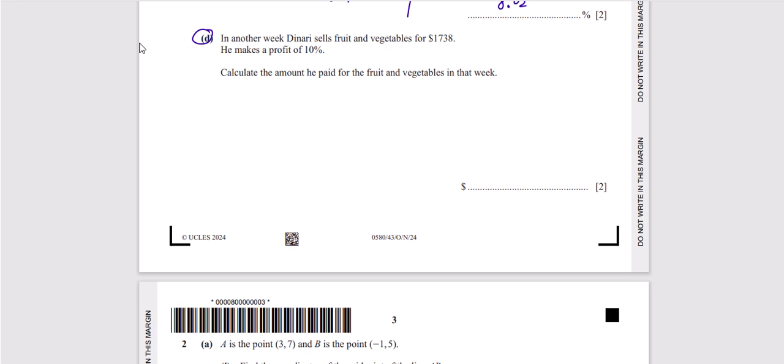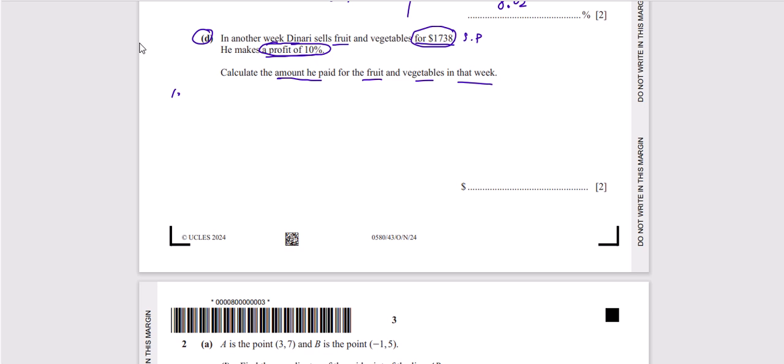Part D. In another week, Dinari sells fruit and vegetables for 1738. He makes a profit of 10%. Calculate the amount he pays for the fruit and vegetables in a week. So we have to find the cost price. Cost price is not given here. This one is the selling price. Okay, this one is the profit percentage.